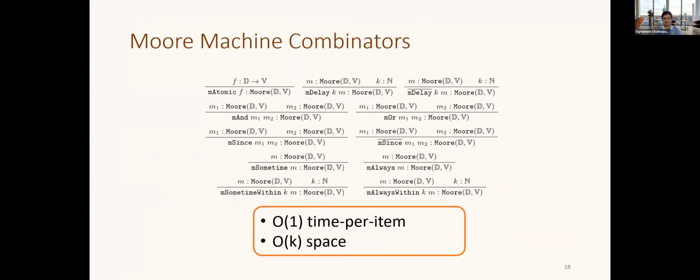We have implemented combinators, one for each logical connective. Some of them, like those for sometime and always, require maintaining buffers. The space consumed by these buffers is proportional to the constants that appear in the formula. This space consumption is unavoidable. However, the time overhead that each of them introduces is O(1) and is independent of the constants that appear in the formula.